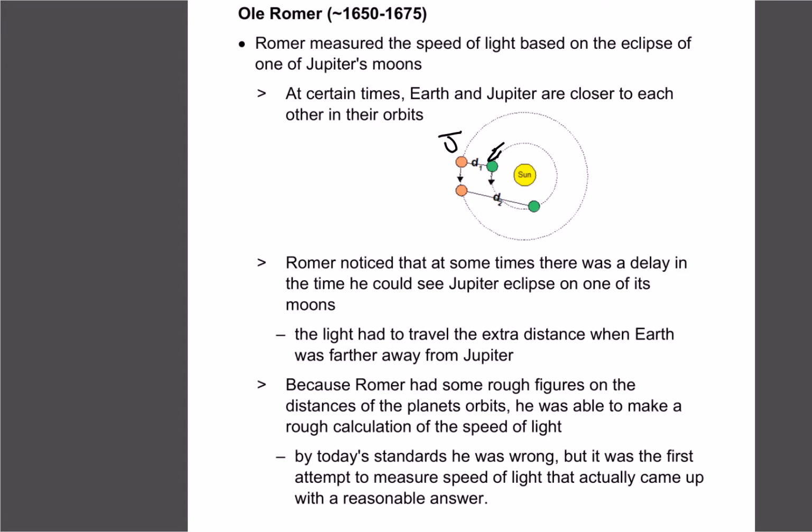And they had some rough ideas of the distances between the sun and the Earth and the sun and Jupiter and so on. So he used those rough numbers and did some calculations to get a fairly reasonable speed of light. Once again, he just basically did distance over time, and he just measured what the time delay was. He knew the distance change, so from there he could figure out what the velocity of light was. Based on today's results, he was quite a bit off, but it was actually the first attempt to measure the speed of light that came up with a reasonable answer.